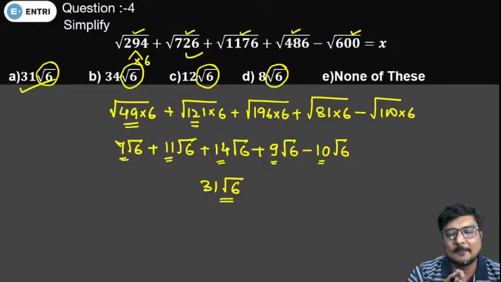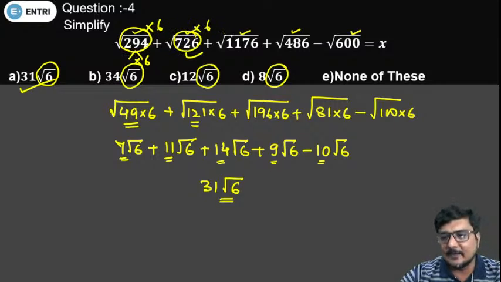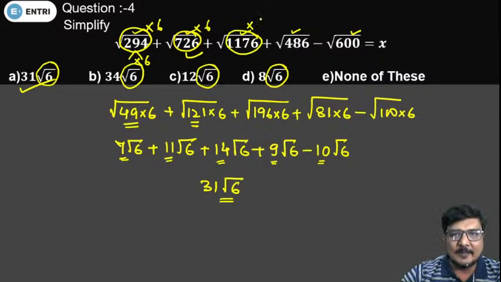Okay, the purpose of this session is to make you learn the various approaches in solving different kinds of questions alternately. Hopefully this approach is clear. We have broken all the numbers in the form of 6. We have broken 294 into 6, 726 into 6. Rani has also given the right answer, option A. 117 has been broken into 6, 486 and 600.